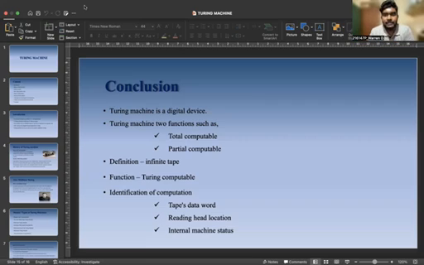Hi everyone, I'm Warren. My index number is 216147P and I've done the Turing machine models and parts.